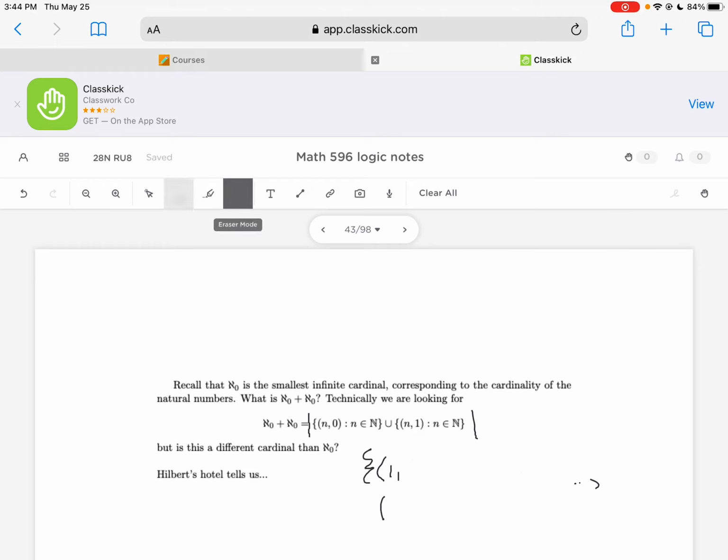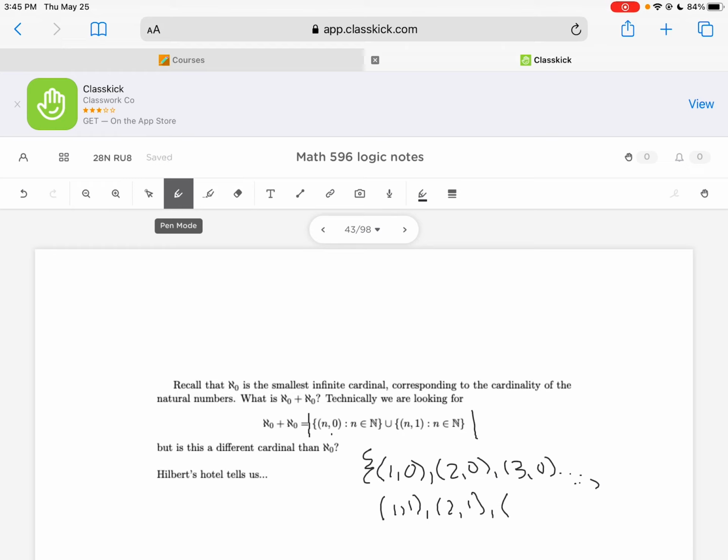My y-coordinate stays fixed as 0. So 1, 0, 2, 0, 3, 0, and so on. Followed by, now we keep our second y-coordinate fixed at 1, so we'd have 1, 1, 2, 1, 3, 1, and so on. And the size of this infinite set is going to be this, what we call Aleph naught plus Aleph naught. Is that really a different cardinal than Aleph naught? Well, it turns out no, right?